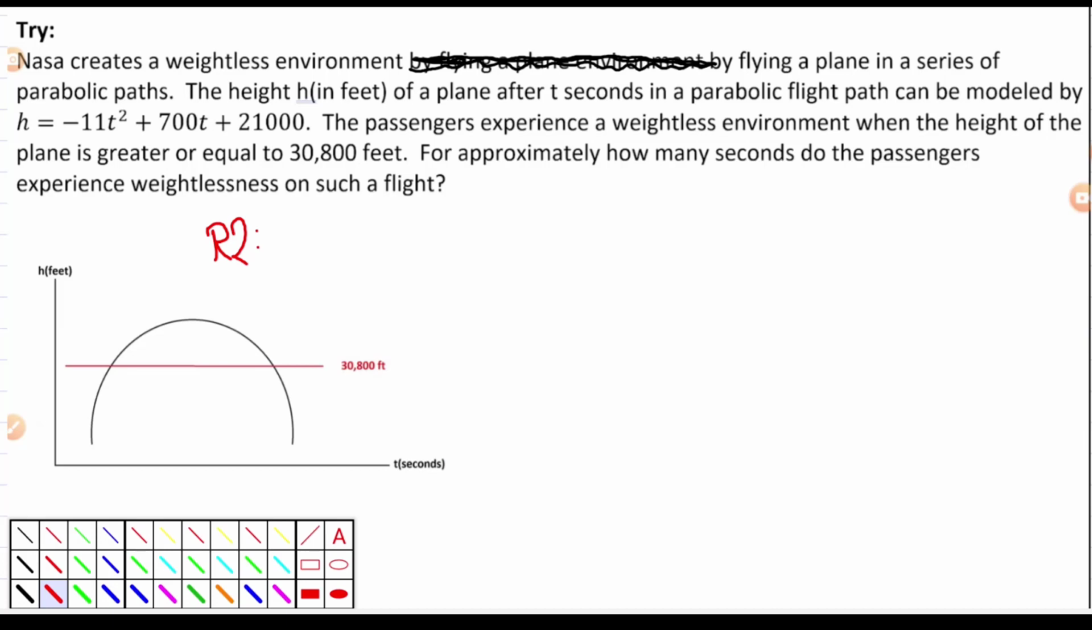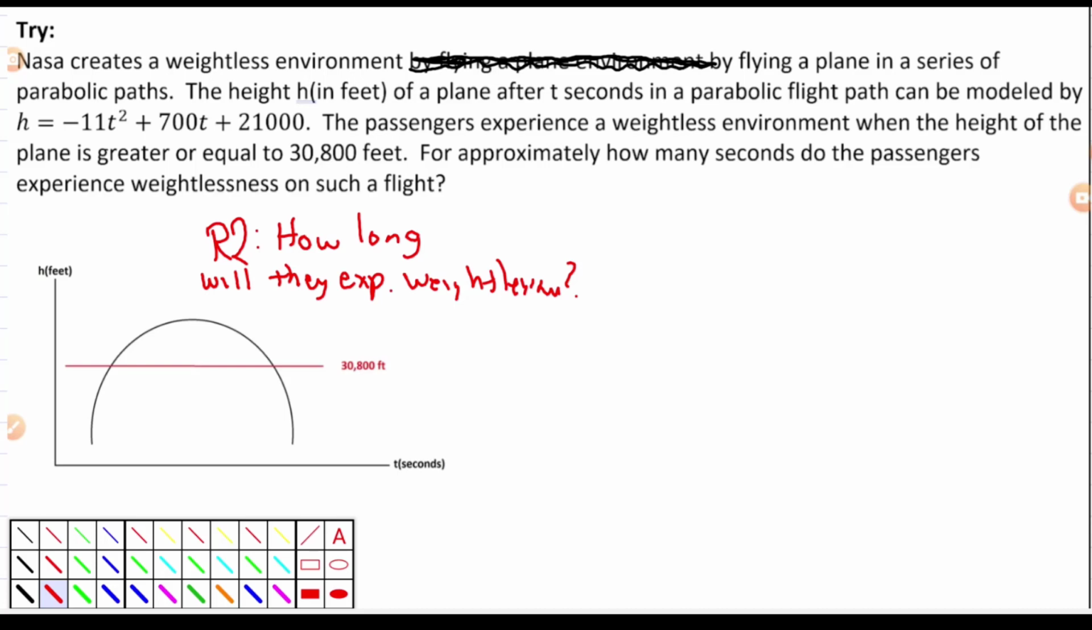So the question is how long. That's a time question. So it looks like we're going to be finding some time. So how long will they experience weightlessness? Okay, so that's what we're looking for. We want to figure out in this problem how much time they feel like they're floating up in the air. Okay, so let's read this one more time.